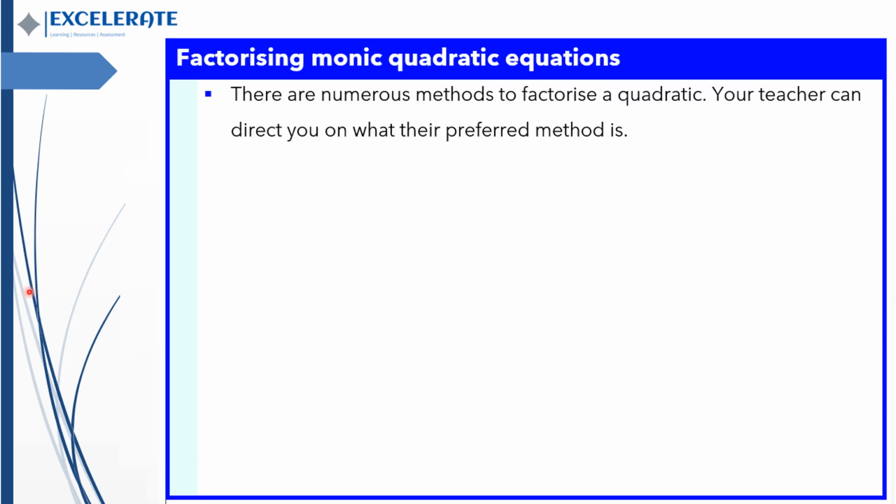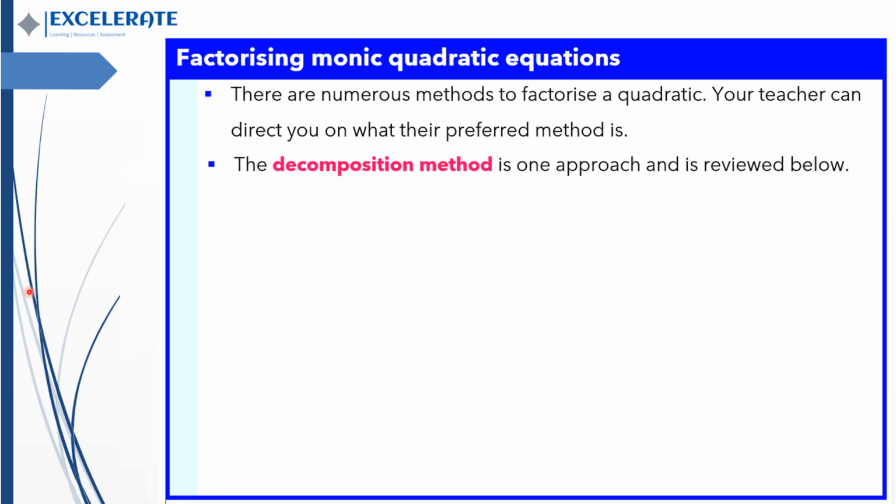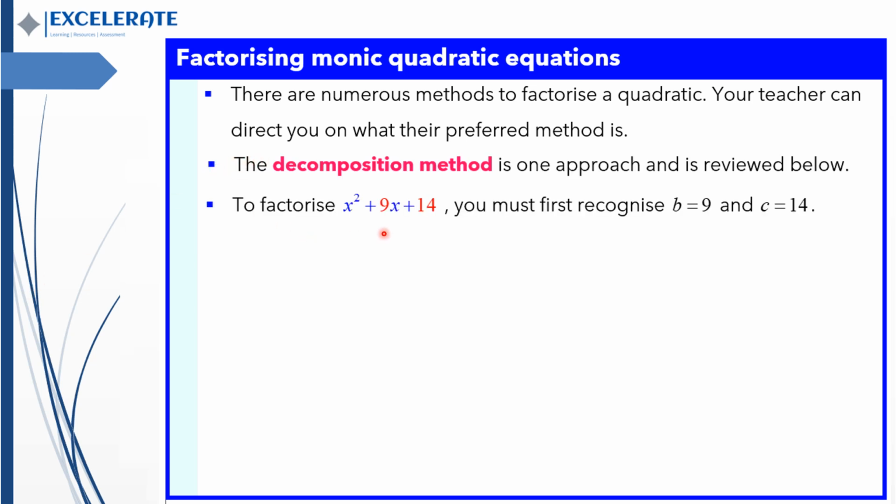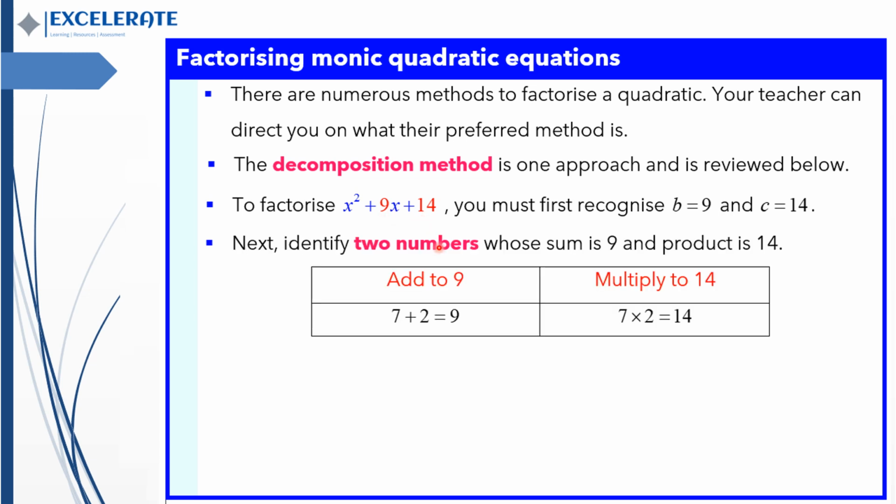There are numerous ways to factorize a quadratic. Your teacher might direct you in the way that they prefer. One method is the decomposition method, which is shown below. What you need to recognize for a quadratic, which is shown here, is that the b value is 9 and the c value is 14. Hence, two numbers that multiply to give 14, that add to give 9, are 7 and 2.